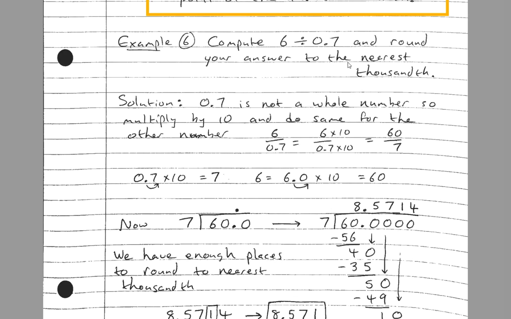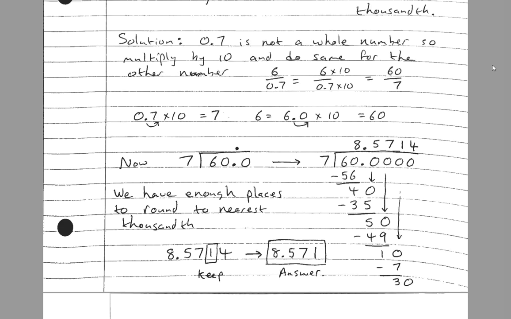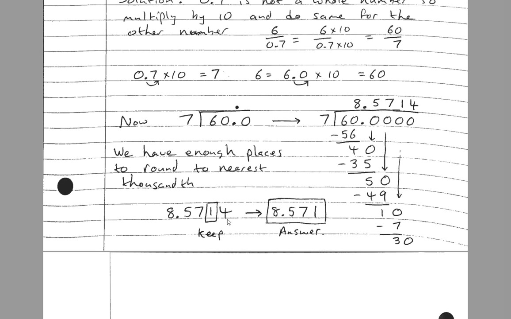The question was to round the answer to the nearest thousandth. So for that, you get tenths, hundredths, thousandths. So there's a 1 in the thousandths place. But to round it correctly, we need one more place. So we have to do the calculation out to here. And now we can do the rounding.